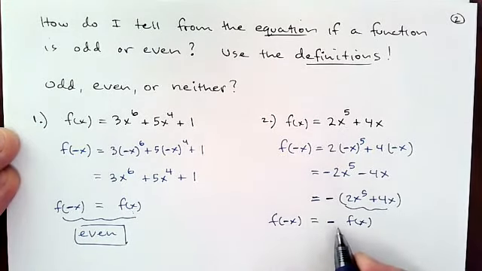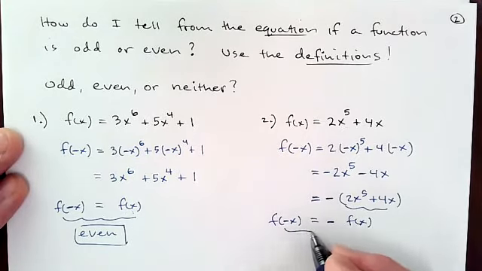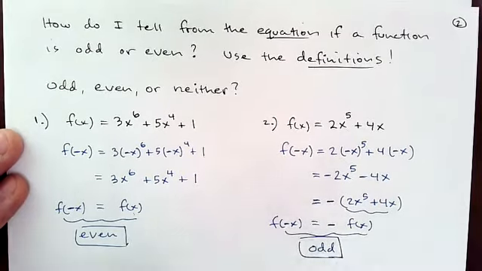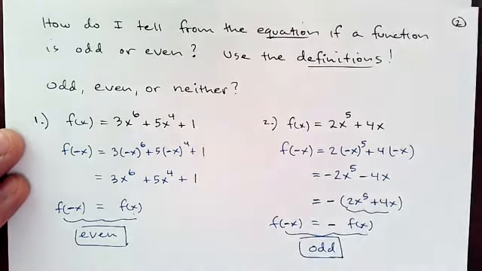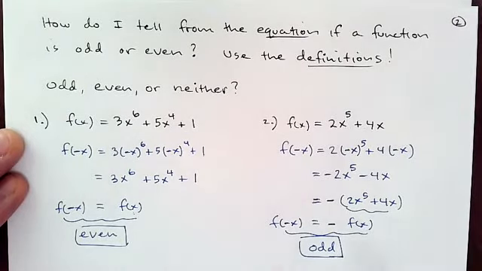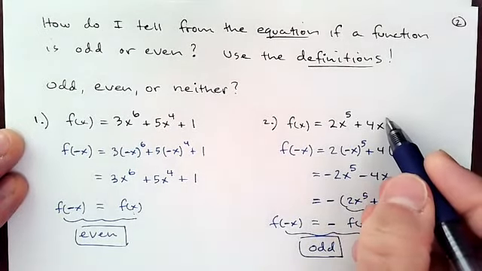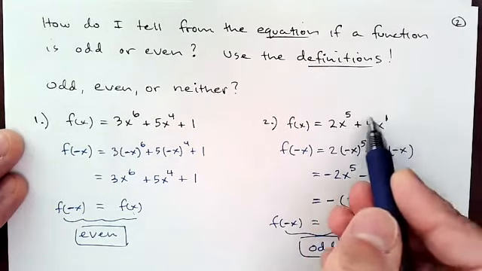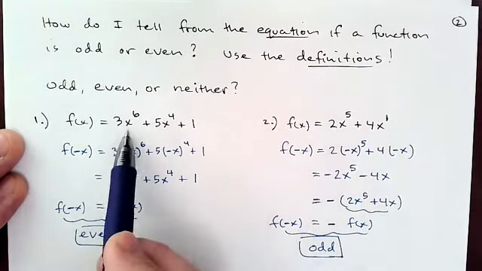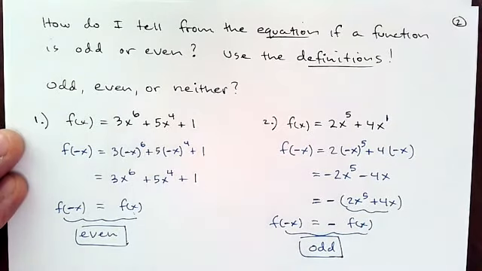So f of negative x equaled the opposite of f of positive x. That is the definition of an odd function. Okay, and some of you might look at this and say, well, hey, makes sense. Both of these powers were odd powers of x, and it's an odd function. Both of these were even powers. That's an even function. That can be true.